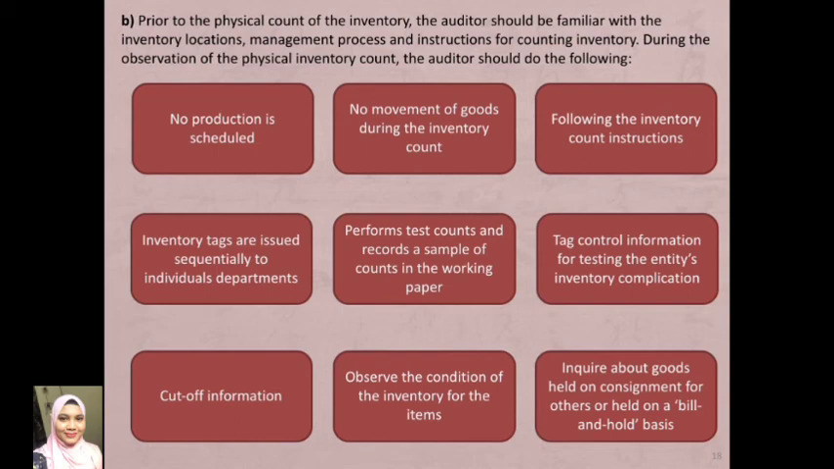Perform test counts and record a sample of counts in the working paper. Obtain tag control information for testing the entity's inventory compilation. Next is cut-off information. Observe the condition of the inventory items. Inquire about goods held on consignment for others or held on a bill and hold basis.